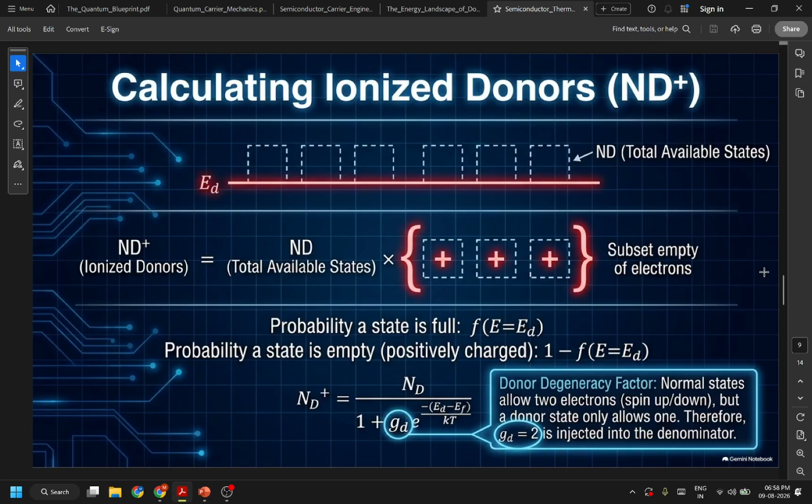Nd plus equals Nd, the total available states, times the subset empty of electrons. That is the probability a state is full, f of E equals Ed, and the probability a state is empty, 1 minus f of E equals Ed, which gives us Nd plus equals Nd divided by 1 plus Gd e^((Ef minus Ed)/kT), where Gd is your donor degeneracy factor. Normal states allow two electrons, spin up and spin down, but a donor state allows only one. Therefore, Gd equals 2 is injected into the denominator.